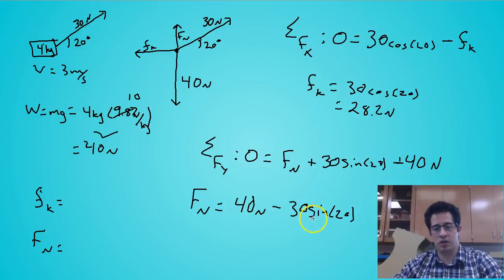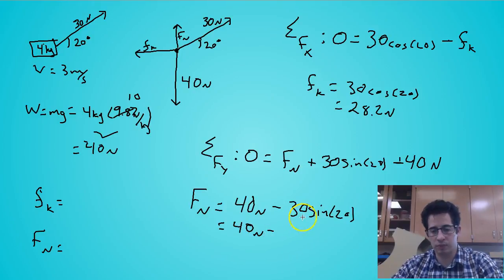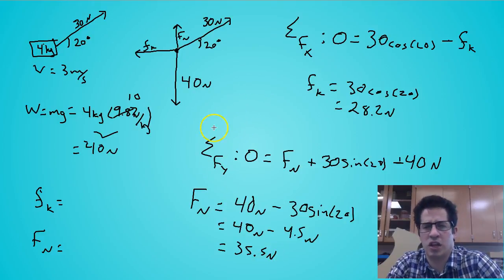Okay, so we punch this in, we find that this is about 4.5 newtons, so it'd be 40 newtons minus 4.5 newtons, and so that would give us about 35.5 newtons. Okay, and so you could think about it that if you were just pulling straight along perfectly horizontal, the normal force would be 40 newtons, but as you start to pull up, you're kind of lifting it off the ground just a little bit. You're making it so it doesn't push down on the ground as hard, and so the amount of normal force decreases.